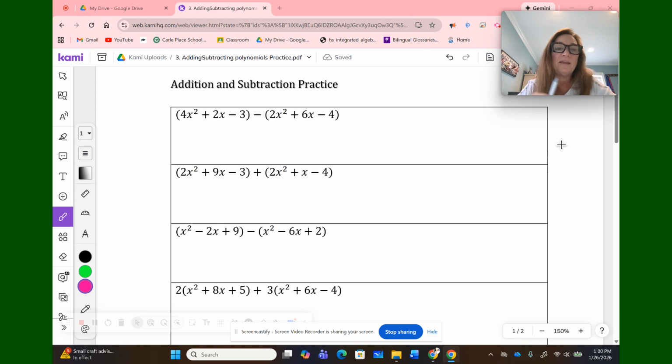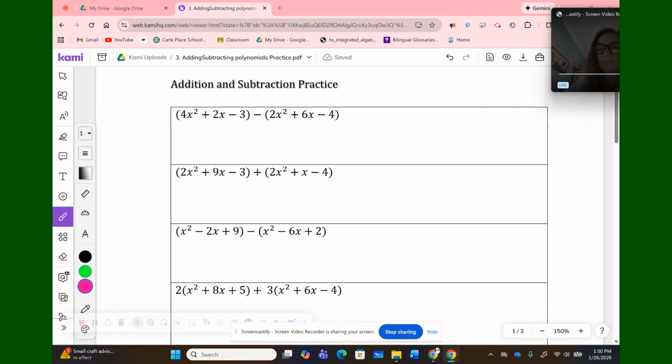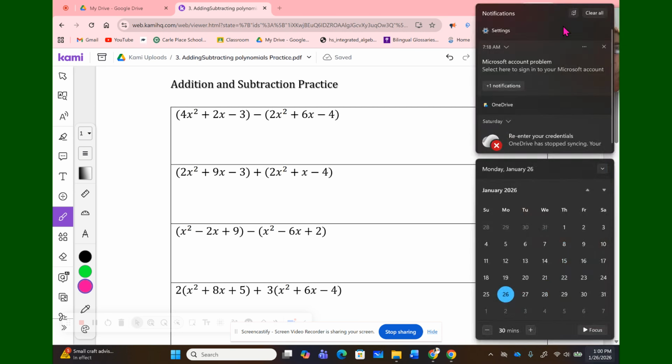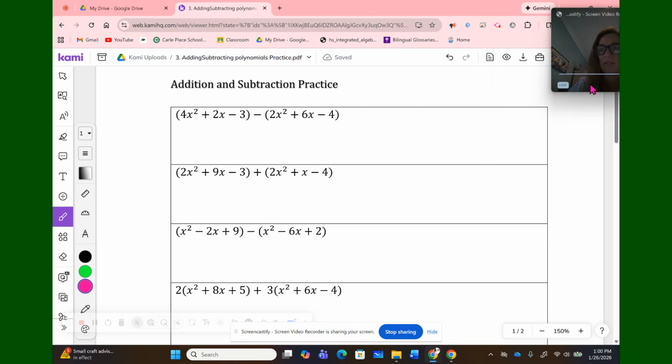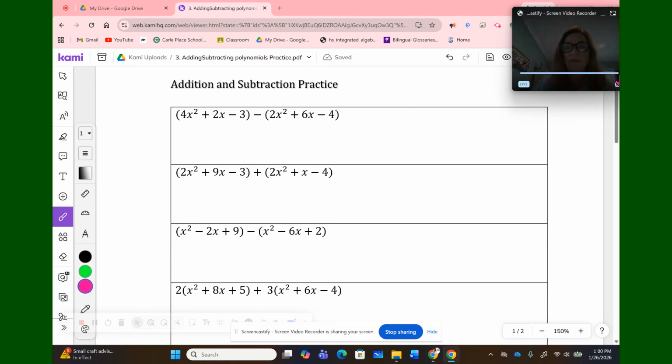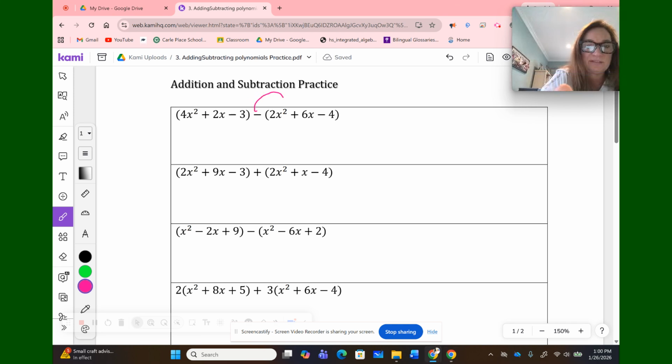So the only thing to be careful of is if it's subtraction, you do have to distribute the negative. Other than that, it's really pretty simple. Okay, so here's a negative sign, so I'm going to distribute it. When you distribute a negative sign, that means that you change the sign of everything being subtracted to the opposite of what it is. So I'm just going to copy the top, which is 4x squared plus 2x minus 3.